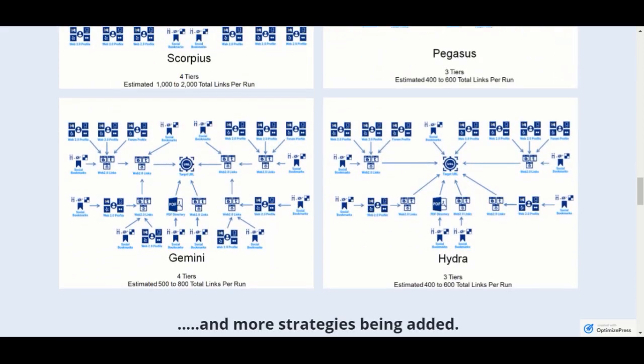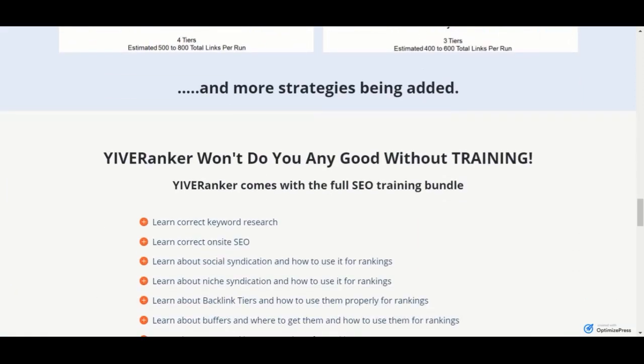And these are just some of the strategies that they use. You can see here there's some PDF directories, there's Web 2.0 links, Web 2.0 profiles, social bookmarks. All of these things are strategically done to give the most safe power to the website or URL.